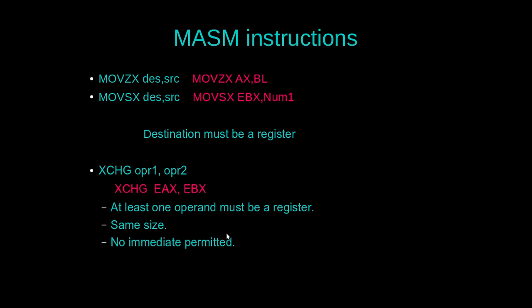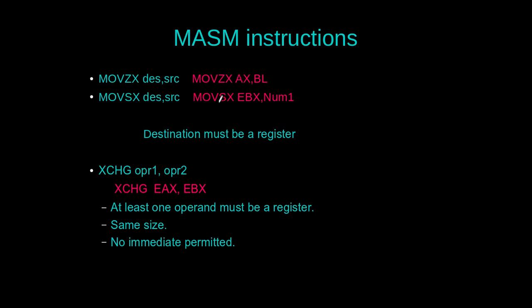Now we have another move: move zero extended, and this is move sign extended. So what's move zero extended and what's move sign extended? Here we can have, for example, 1 byte. I'm moving it to 2 bytes, but this is not the move instruction. This is move zero extended, meaning I move this source, which is 1 byte, BL, to AX, which is 2 bytes, and I fill the upper remaining 1 byte with zeros.